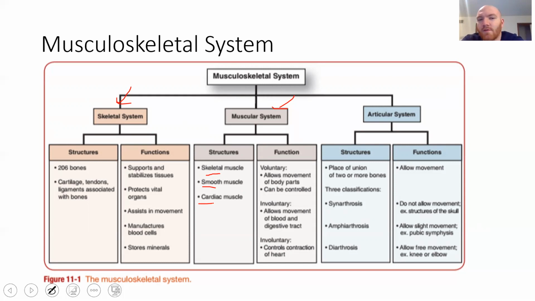Skeletal muscles are for voluntary movement. As I'm talking to you, I'm using skeletal muscles. When I move my fingers, skeletal muscles. Skeletal muscles are also involved in reflexes, so it's not 100% voluntary, but it's pretty close. And then there's the articular system, which is how bones interact with each other.